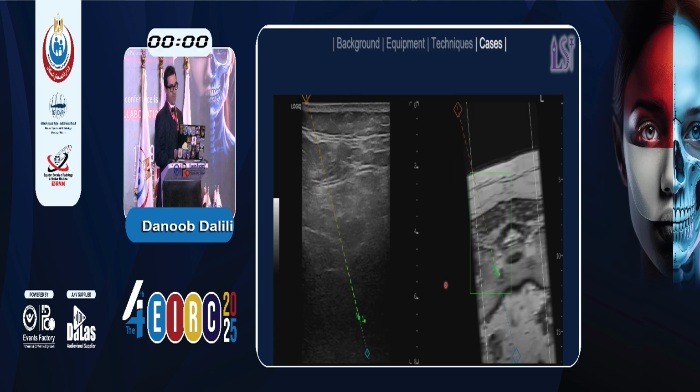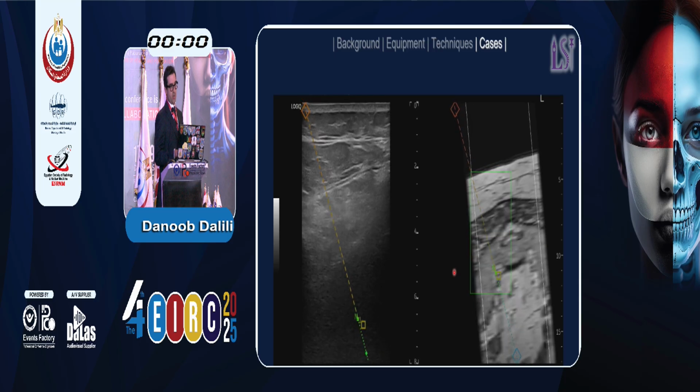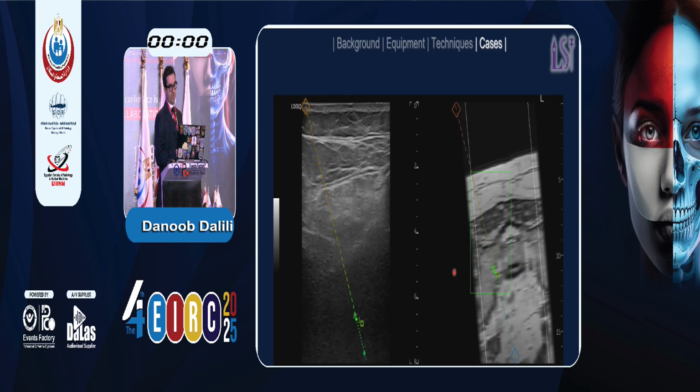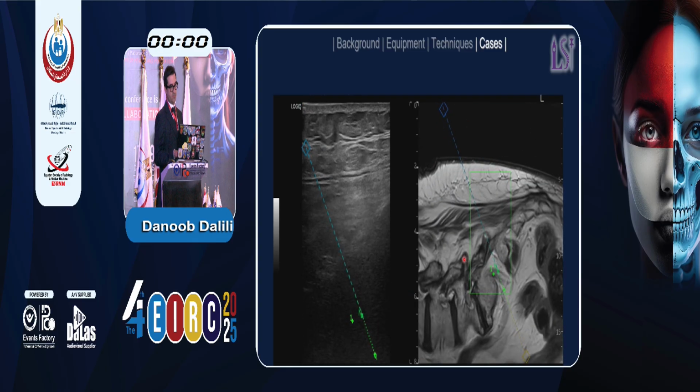So here's an example of the S1 nerve root. So you're getting a really nice craniocaudal angle, which is typically quite tricky to access with fluoroscopy, but with ultrasound we can do that quite easily.